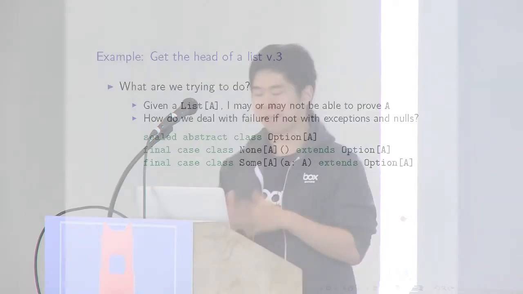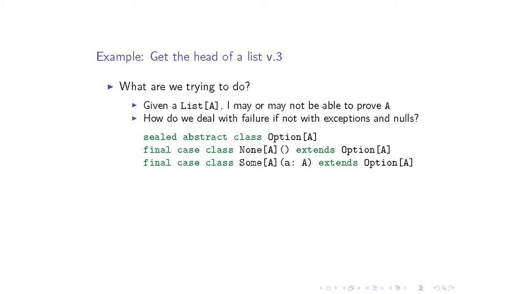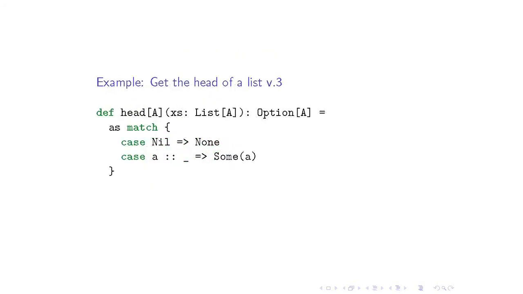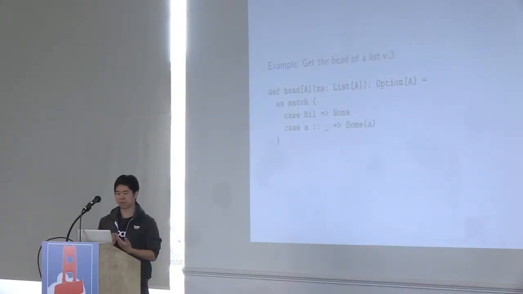And this should sound familiar to a lot of you. This is precisely option in Scala, right? So we either have none, which is an absence of a value, or we have some, which is the value that you care about. And you can note that the number of inhabitants of option are precisely the number of inhabitants of A plus 1. And it's this plus 1 that gives us the I couldn't prove it part. So we rewrite our function. And we say, if list of A, then option of A, or give me a list of A, and I may or may not be able to prove to you A. And so when it's an empty list, I give you none. I wasn't able to prove it. If it's a non-empty list, then I was able to prove it, and here is the head of your list.